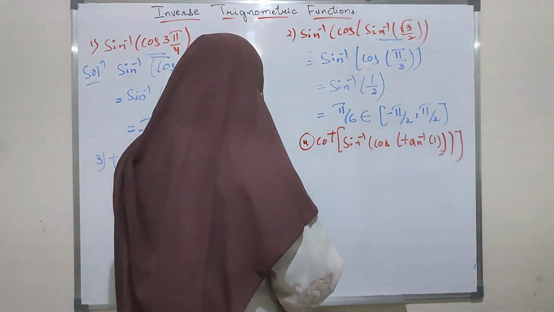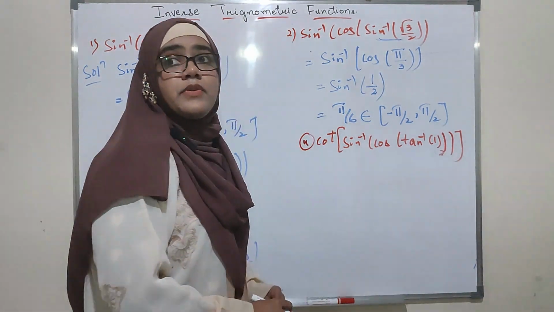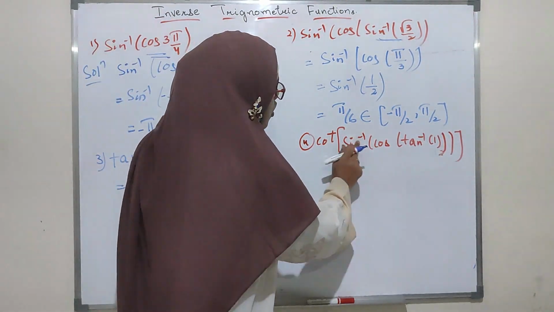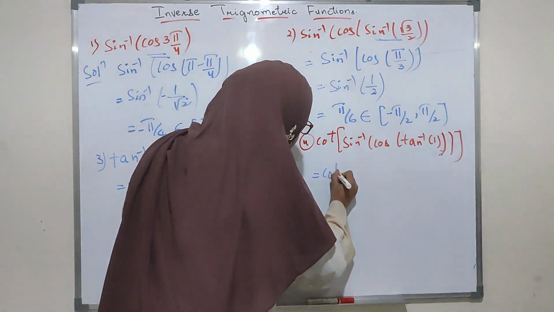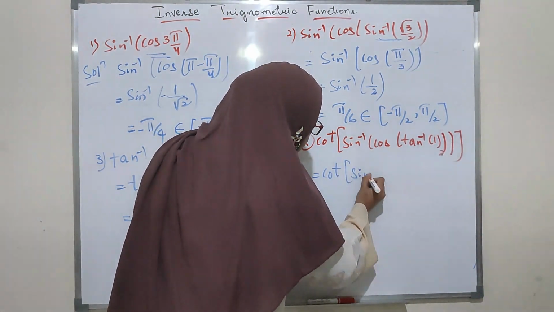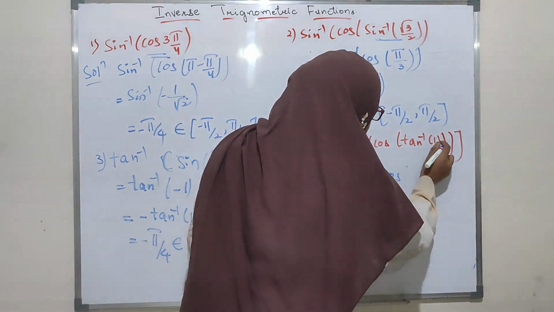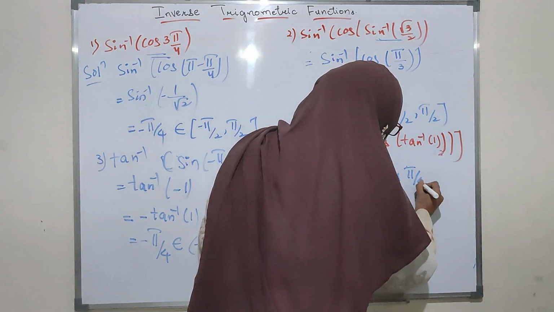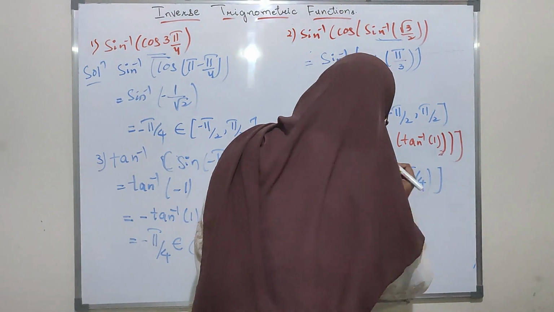Here we are having four trigonometric ratios: cot, sin inverse, cos and tan inverse. First we write cot as it is and sin inverse as it is. Now cos as it is, and tan inverse 1 we know is pi by 4, because on pi by 4 the tan value is 1. So now close the bracket.